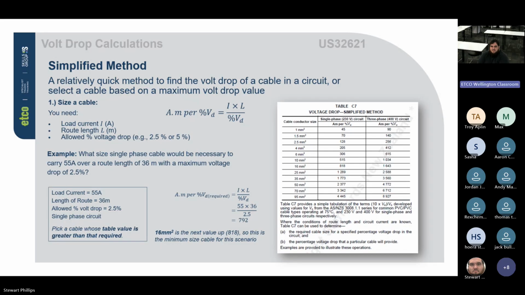Anyone think of any scenario where you've had to do a subboard to a garage or an outbuilding? Yep. Anyone think of any scenarios where they've had to do volt drop, or you think that the cable's been way oversized for what you would normally run for that type of circuit? Long run for a stove? Yep.